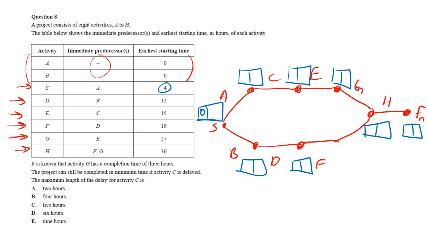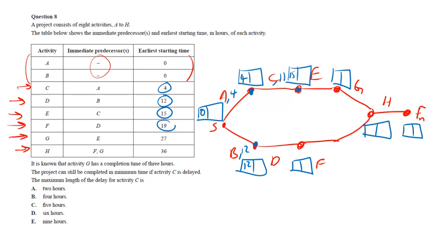Now, the earliest start time for C is 4. The start of C is here, so the earliest start time is 4, which means the length of activity A is 4. We don't have to put these in, I'm just helping you out. You'll see later on with the problem. Now for D, the earliest start time is 12. So at the start of D, it is 12, therefore B takes a length of 12. E has an earliest start time of 15. So at the beginning of E, we've got 15. The difference between 15 and 4 is 11. So activity C takes 11 to complete.